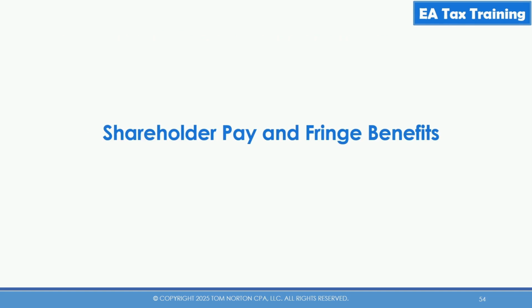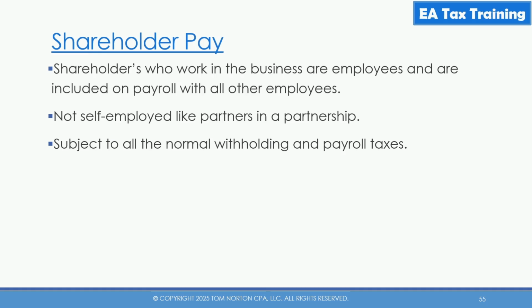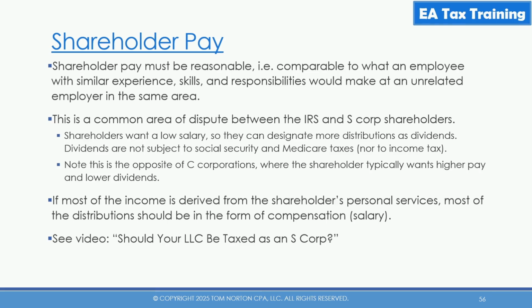Now we will switch gears and talk about shareholder pay and fringe benefits. Shareholders who work in the business are employees and are included on payroll with all the other employees. So this is just like a C corporation. They are not self-employed like partners in a partnership, and they are subject to all of the normal withholding and payroll taxes. Shareholder pay must be reasonable. We saw this with C Corps as well, and there is a similar concept with S corporations, though it's kind of in reverse. So let's talk about this.